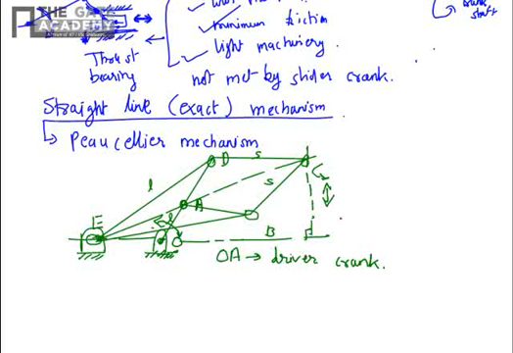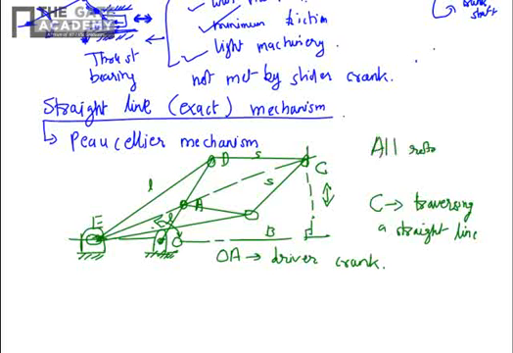So C is the point traversing the straight line. As you can see in this mechanism, all the pairs are rotary pairs. There are no sliding contacts, and from a rotary motion of the link OA, you can get a straight line motion of the point C.